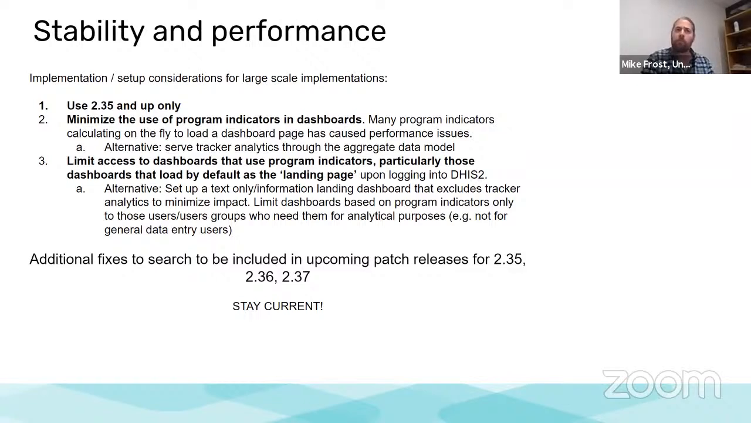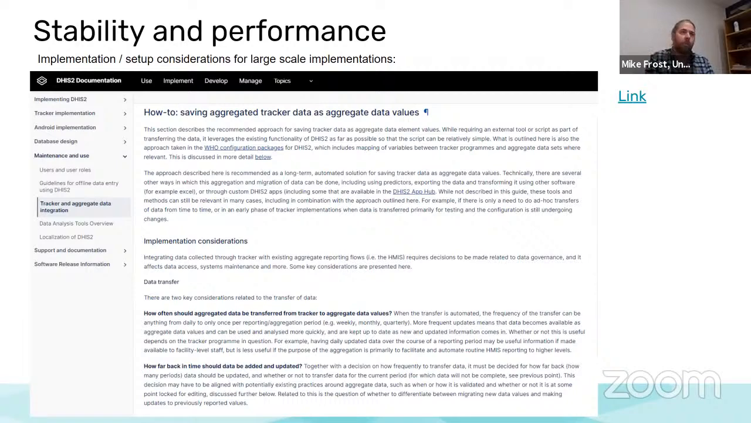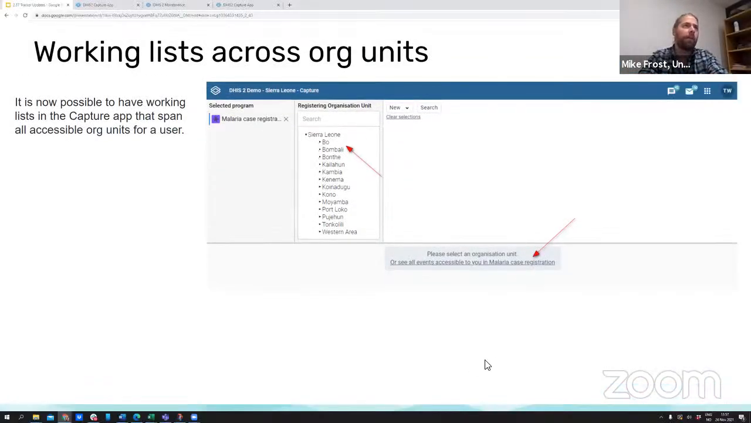So again, your model as you're applying and rolling out national systems is really to stay current, to do the patch updates, and to make sure that you're staying on top of any of the implementation guidance that are coming out. So just showing you here some of the documentation that there is, teaching everybody how to save your aggregated tracker data as aggregate data values. Much more documentation available here in docs.dhis2.org, where you can change up the way that you are running your analytics and make sure that everything is optimized to be able to handle what you need to be able to do in your implementation.